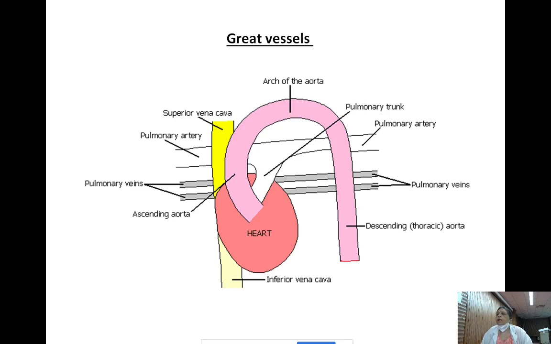Now the superior vena cava is formed by the two brachiocephalic veins. They can also be considered as great vessels. Okay, the other great vessels are present in the neck also, that is the common carotid artery, all these things.